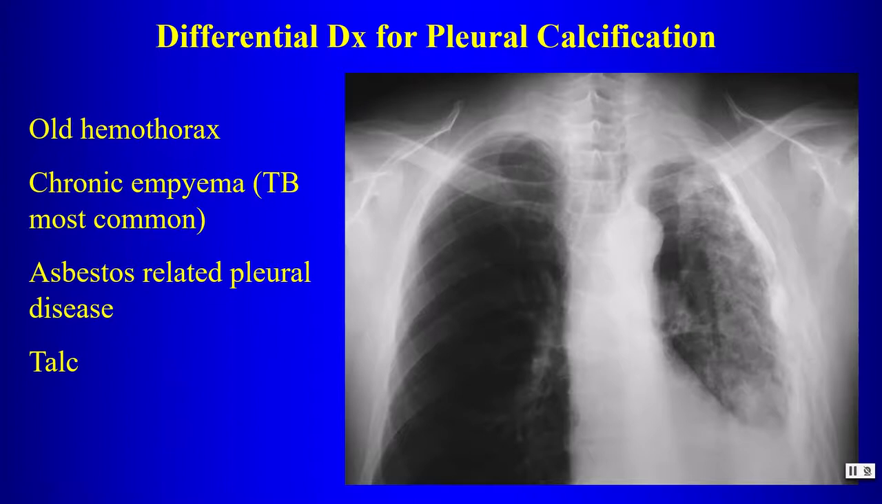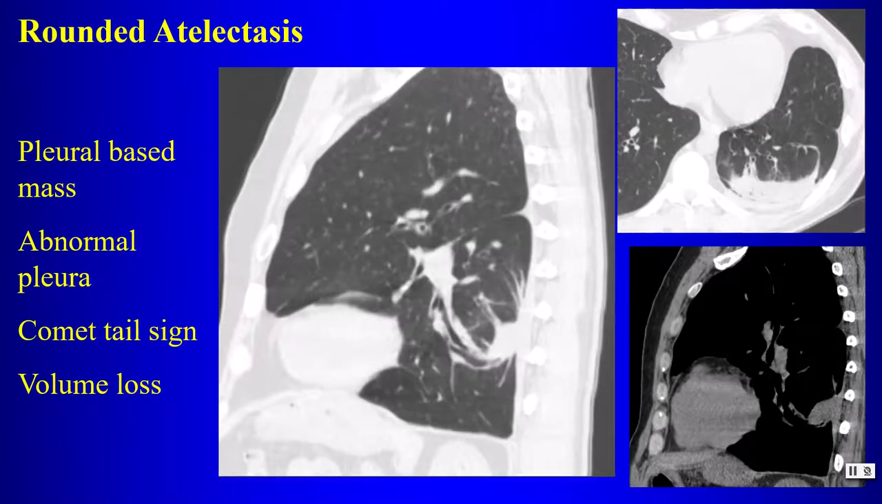That tends to look more granular on CT, so that does not typically give you this kind of extensive pleural calcification. Rounded atelectasis, so we've seen what that looks like. Pleural based mass, abnormal pleura, so it's based on an area of pleural thickening. Doesn't have to be from asbestos. Anything that gives you pleural thickening might result in rounded atelectasis, but rounded atelectasis occurs commonly associated with asbestos-related pleural disease.